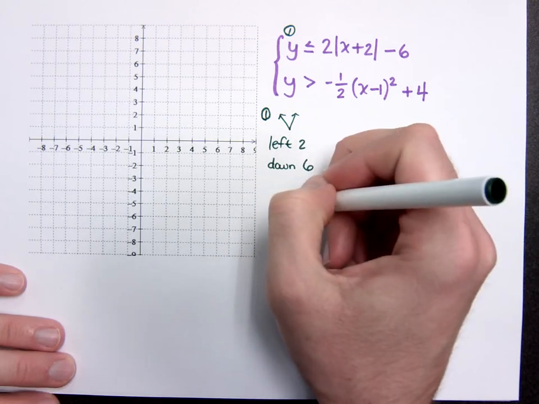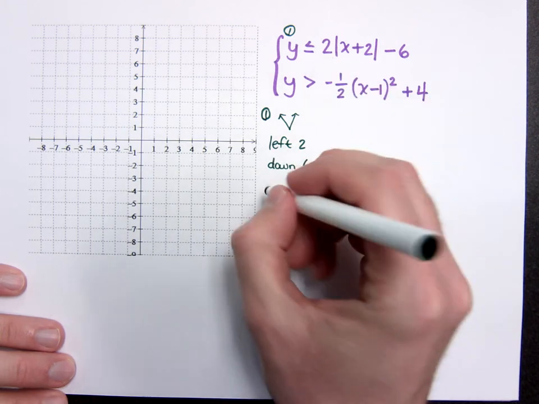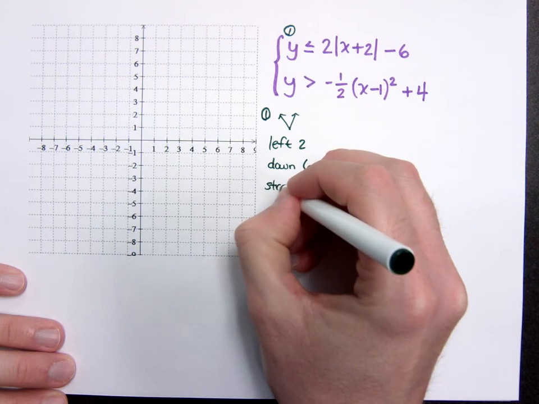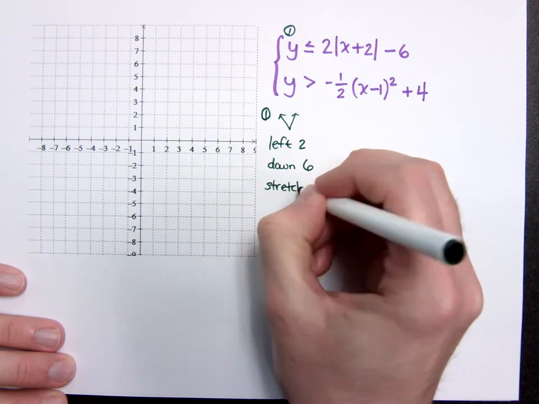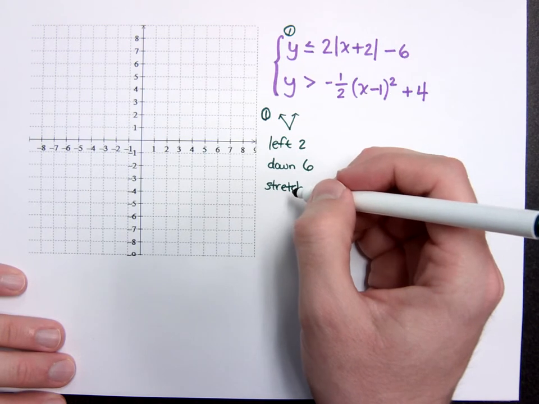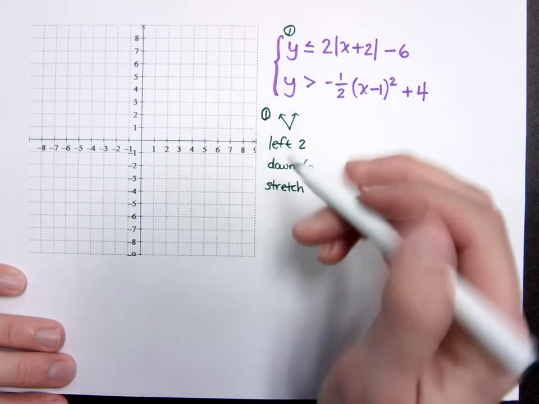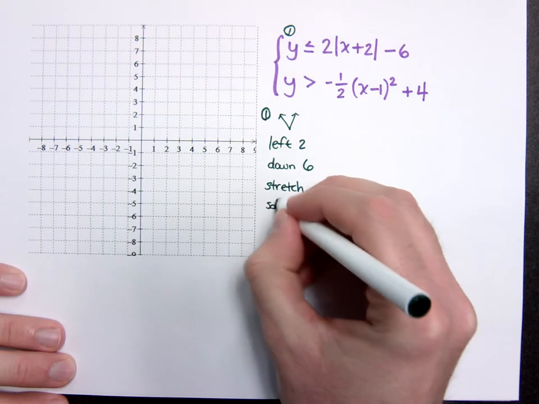There's something else, though, about the graph itself. The 2 here means we're going to have a stretch, so it's going to make it steeper. Now, is this going to be a solid or a dashed graph? Solid. What tells you it's going to be solid? I got the equal to part here, so it will be solid.